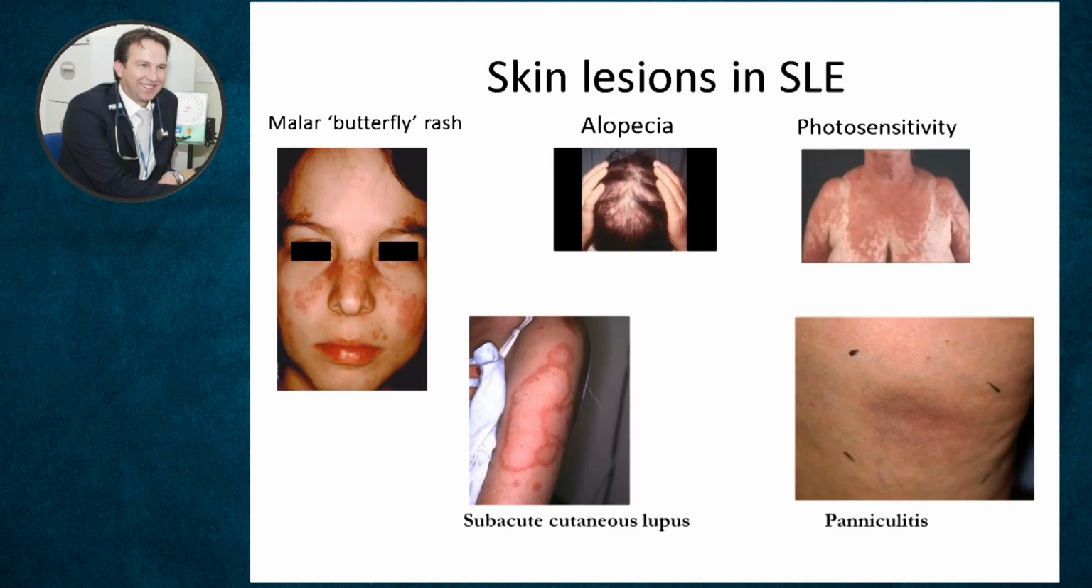So skin lesions in lupus are multiple. The classic malar or butterfly rash is seen in many but not all. A history of photosensitivity is key in many, and subacute cutaneous lupus, as seen here, is a classic sign. Patients may suffer with panniculitis, and alopecia is common, but generalized hair fall is also a common symptom of disease activity.